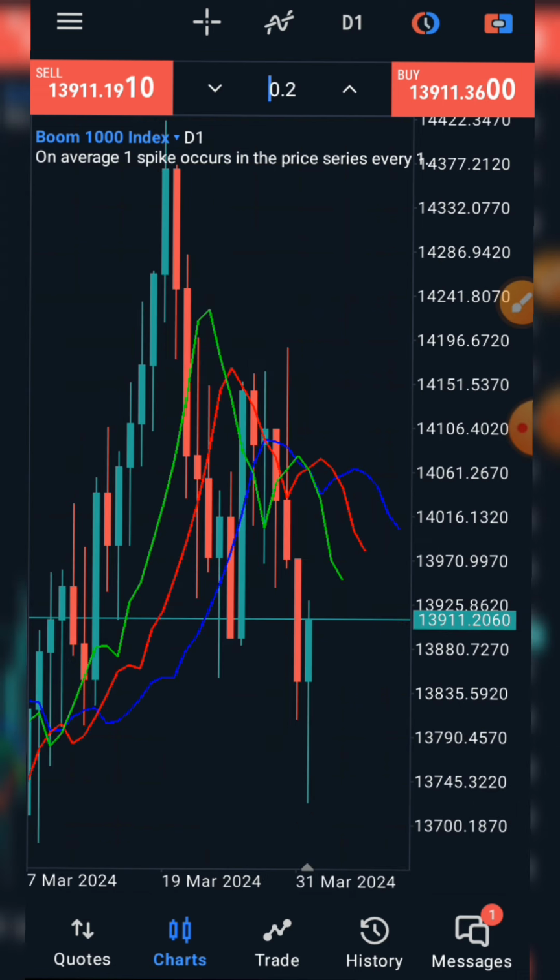Now, I told you that there are a few things you need to observe when you want to make use of this. Remember that the same thing I'm doing on this very Boom 1000, you can do it on Crash or any other market you want to use this to trade with.